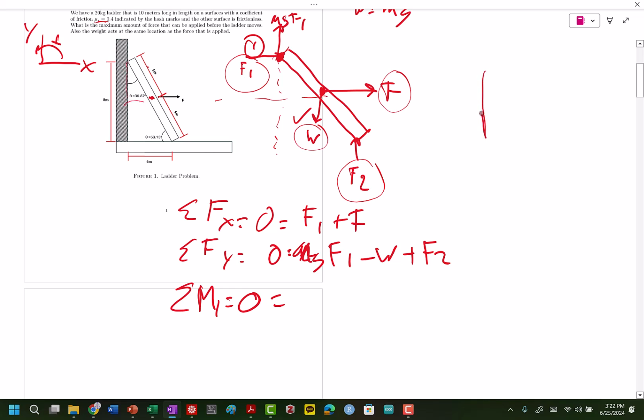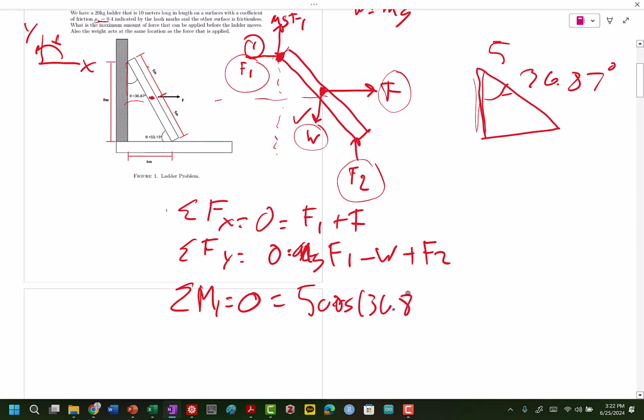Well, it's a triangle, with this angle of 36.87 degrees, and we want this distance right here. The hypotenuse is 5, so it's going to be 5 cosine of 36.87. That will be the distance here, the cosine, not the adjacent one, because we're looking at the perpendicular distance from the line of action of the force. So that takes care of this force.